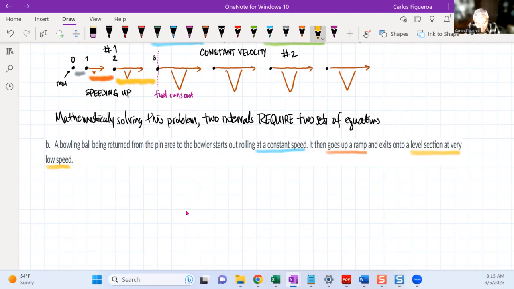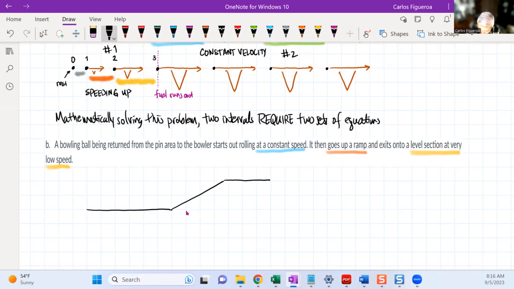So I need to include 3 intervals from this. So here I go. Here's my flat space. And then I'm going to say that it's going to go up a ramp. And then it's going to go through this flat place here. Okay.